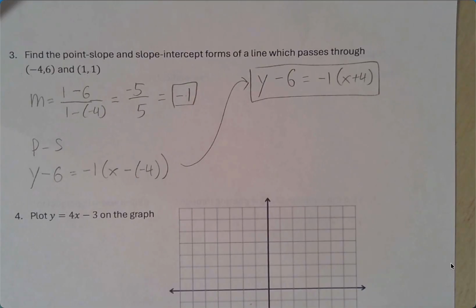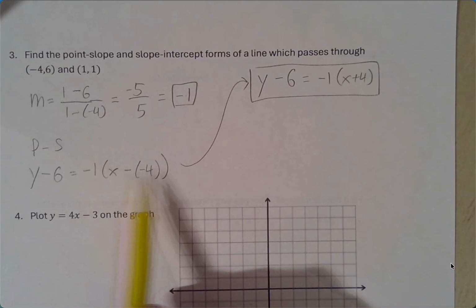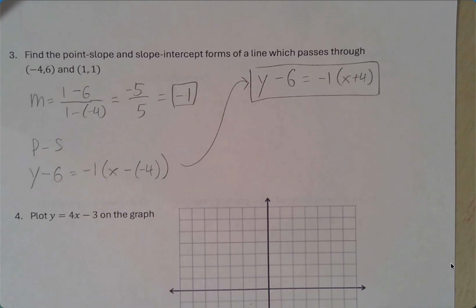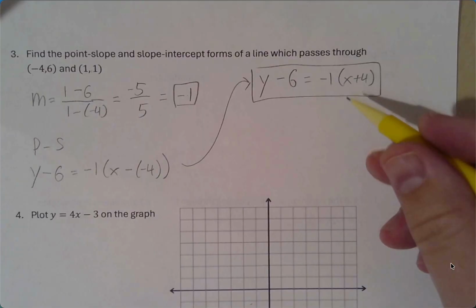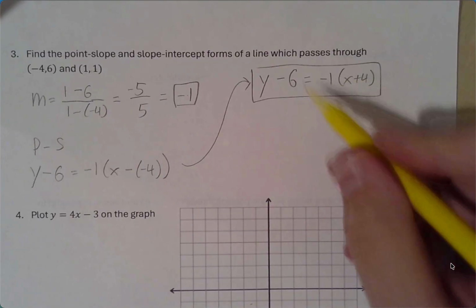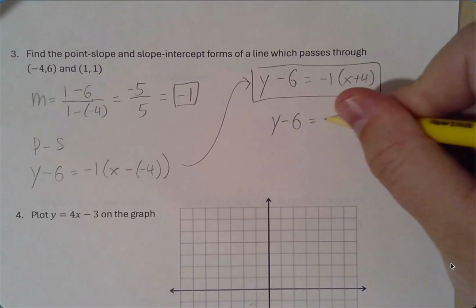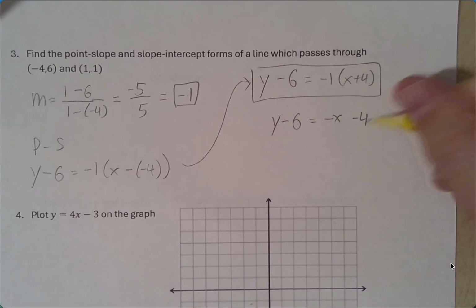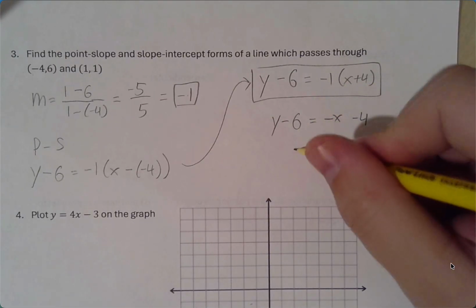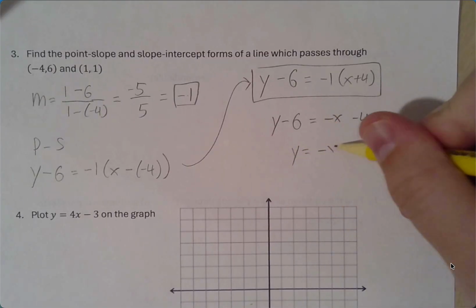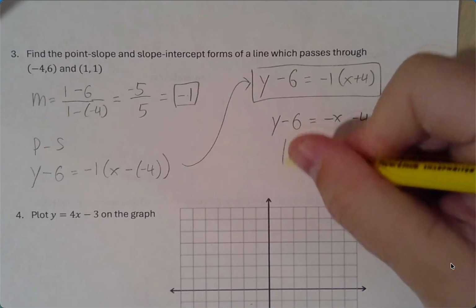And so there is my point slope form. Usually we don't want like nested parentheses when we write our point slope form. We only want a single set of parentheses. And so then we're almost there. We now just need to distribute and move over the 6. And so I've got y minus 6 equals negative x minus 4. And I just need to add the 6 over, and I now have negative x plus 2.